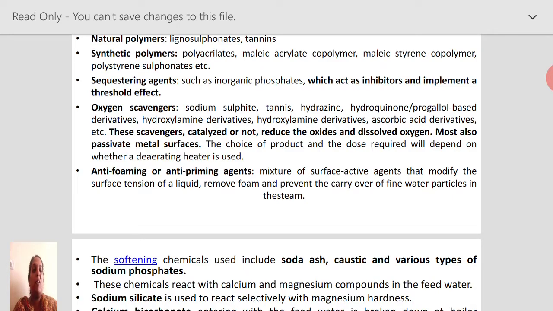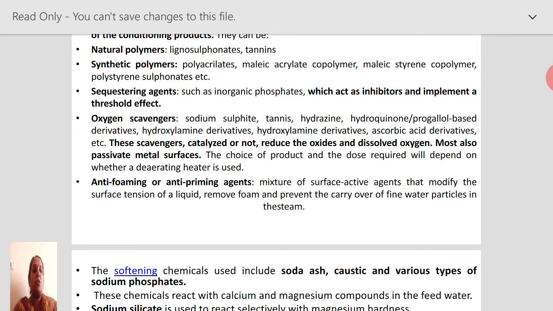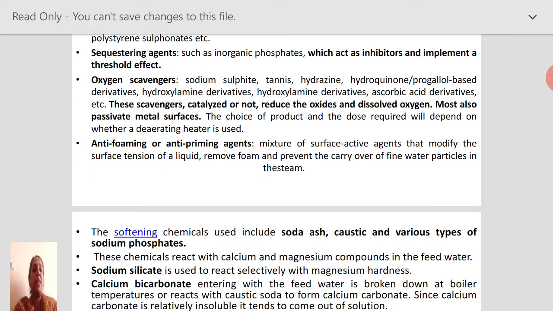When we employ these scavengers, they can be either catalyzed or uncatalyzed. Their main purpose is to reduce the oxides and the dissolved oxygen in the water. Most also passivate the metal surfaces. The choice of product and the dose required will depend upon whether a deaerating heater is used. If we use anti-foaming or anti-priming agents, a mixture of surface active agents that modify the surface tension of the liquid, it removes the foam and prevents carryover of fine particles into the steam.